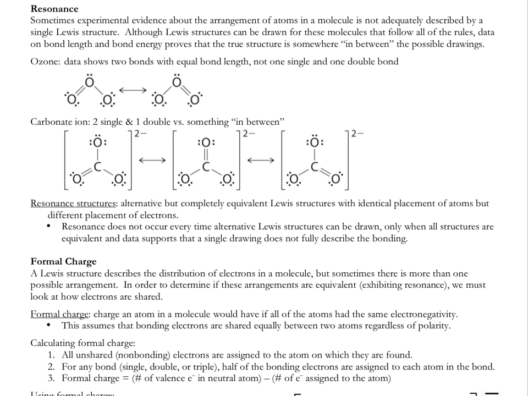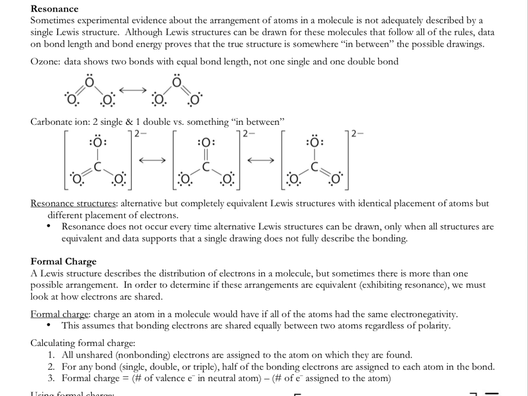So the atoms are placed in the same location. So we can't switch the oxygen into the middle and switch the carbon out. That's not resonance. That's 2 different compounds. Our atoms are in the same place, but the electrons are represented as being placed in different locations. So this is not something that we do just for fun to say, well, let's draw as many pictures as we can. This is something that we use to describe data that is there.